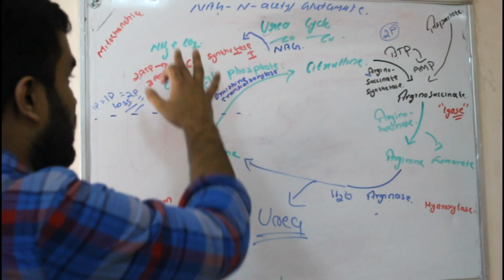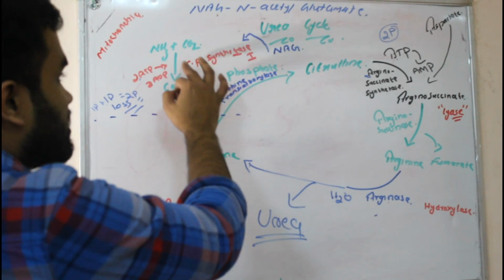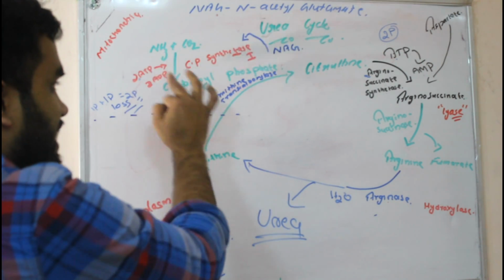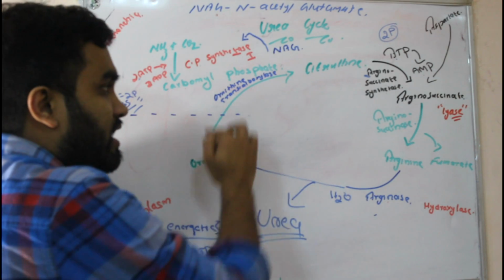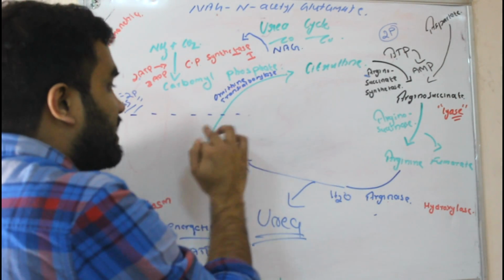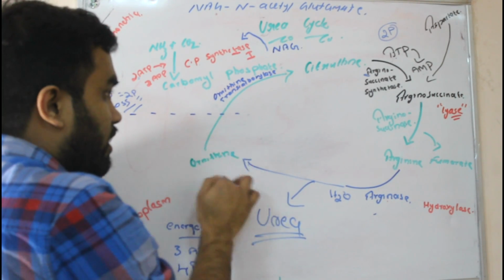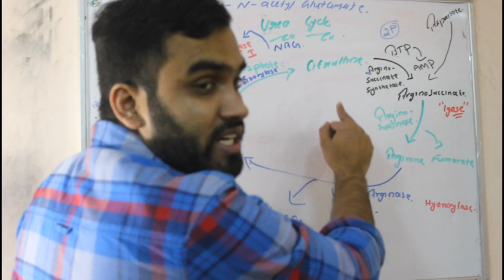I'm repeating once more. Ammonia, water and carbon dioxide will form carbamyl phosphate in the presence of carbamyl phosphate synthetase 1. Synthetase means they are using energy, 2 ATP. Ornithine already present in the cytoplasm will be transported to the mitochondria by the gene ornithine transporter 1. The enzyme is ornithine transcarboxylase. They will form what? Citrulline.